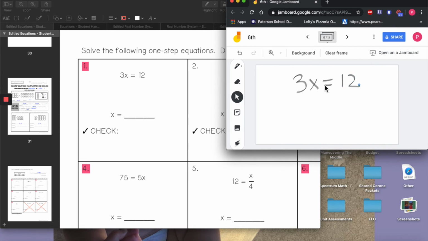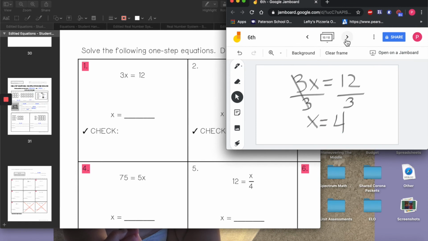Now I need to start on the side with the variable. This is multiplication, so I need to use division to separate the 3 from the x. So I'm going to divide by 3, and what I do to one side, I have to do to the other side. My 3's will cancel out. X will be all by itself. And 12 divided by 3 is 4. So there you go. There's your answer to number 1.